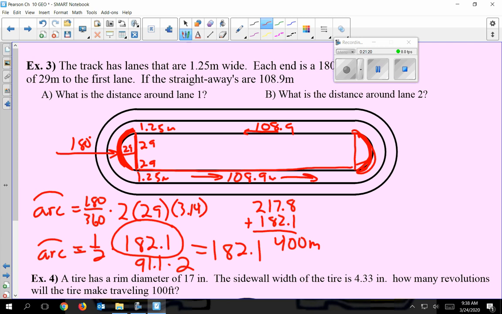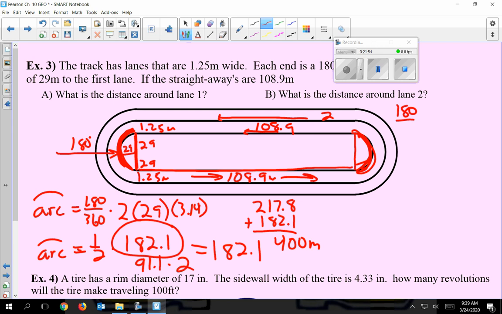Right, for lane 2 then, once again, this is lane 2 up here, but I'm going to run right on the edge of lane 1 if I'm running in lane 2, because I want to be the shortest distance. If I'm on the outside edge of that lane, I'm going to run a longer distance, and I've got to be fast. So around lane 2, once again, I'm going to take that 180 divided by 360, and I'm going to go ahead and find the measure of the arc, okay?